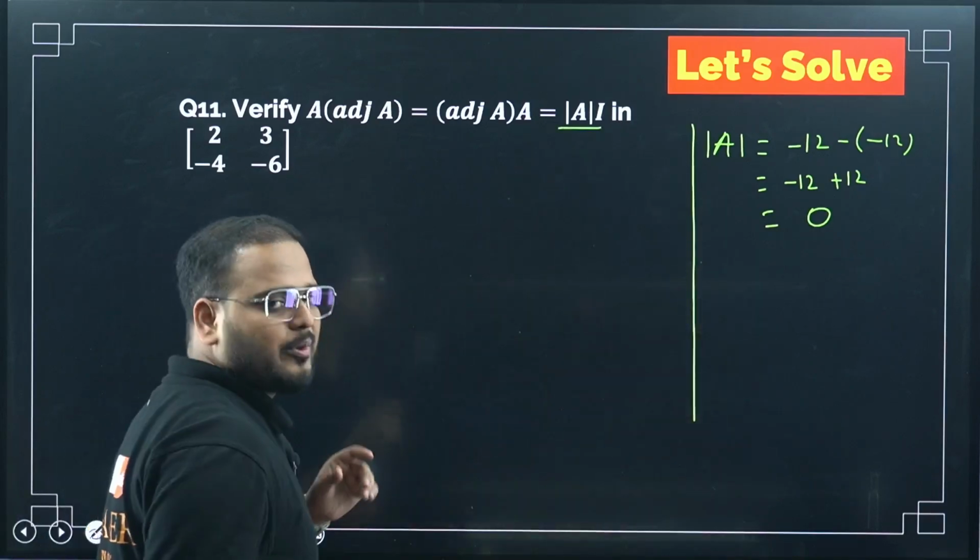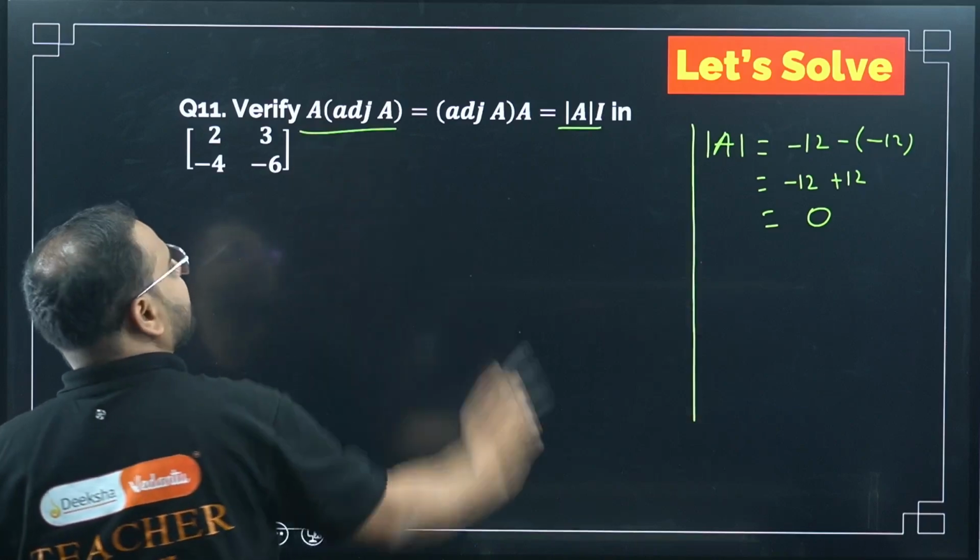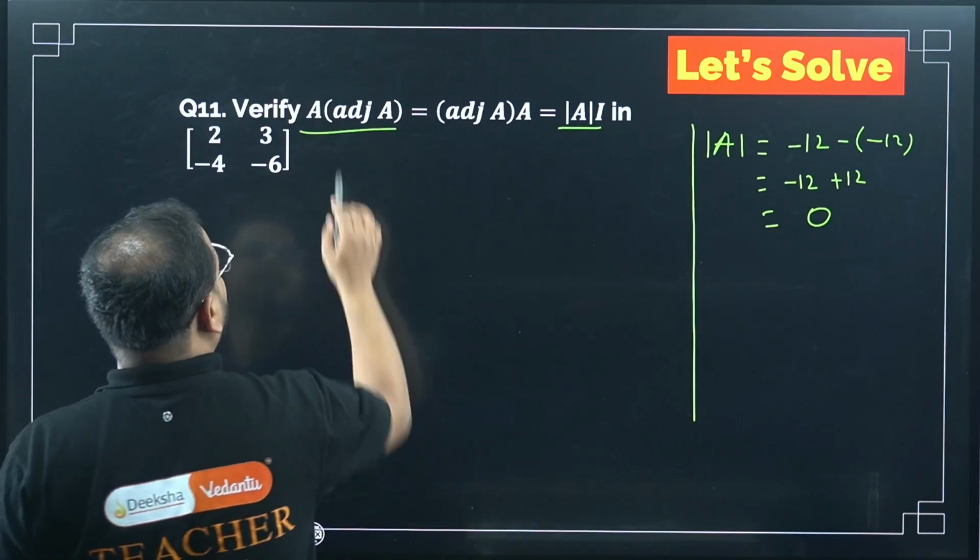0 into I will be what? 0 matrix only, null matrix only. Find A adjoint A. How much is that going to be? First find adjoint A.